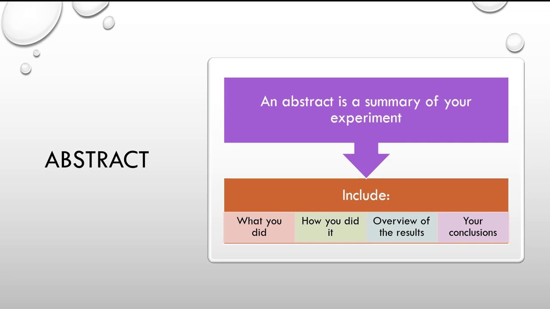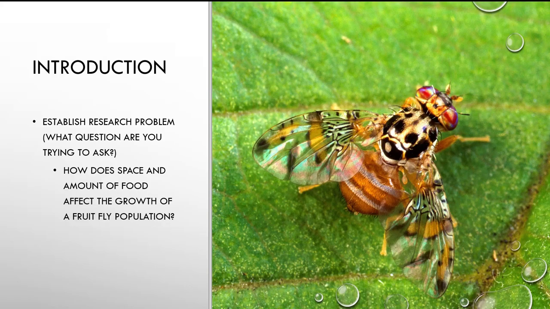Since we are basically taking a look at this experiment where we looked at how the amount of space, the large container versus the small container, and the amount of food, the large amount of food versus the small amount of food, affect the growth of a fruit fly population, how did we set it up? Then give a brief overview of the results and your conclusions. So just a paragraph on the experiment itself. Okay. Next, we're going to get into the introduction.